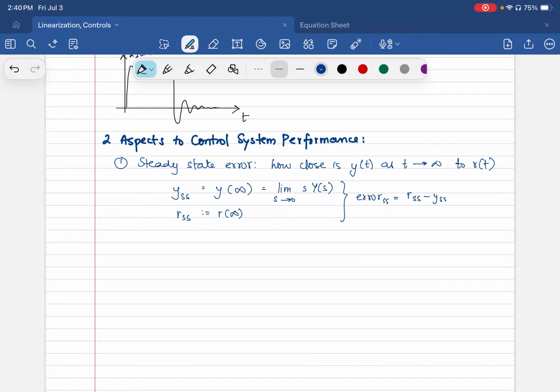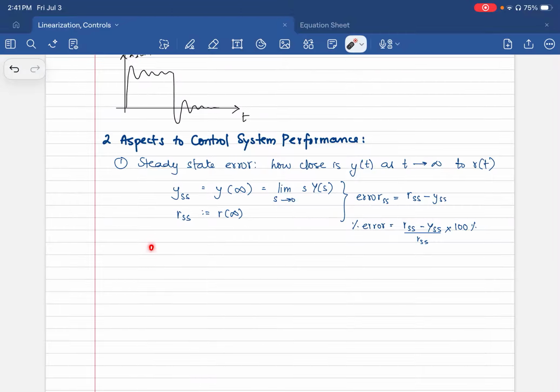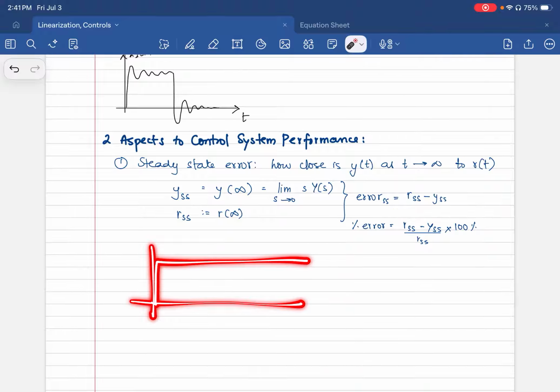And if I were to define the percentage error, this would be equal to RSS minus YSS over RSS times 100 in percentage. What is this saying? If your R of t, that is your reference value, is at some position R naught, then given enough time, will your Y of t reach that point?